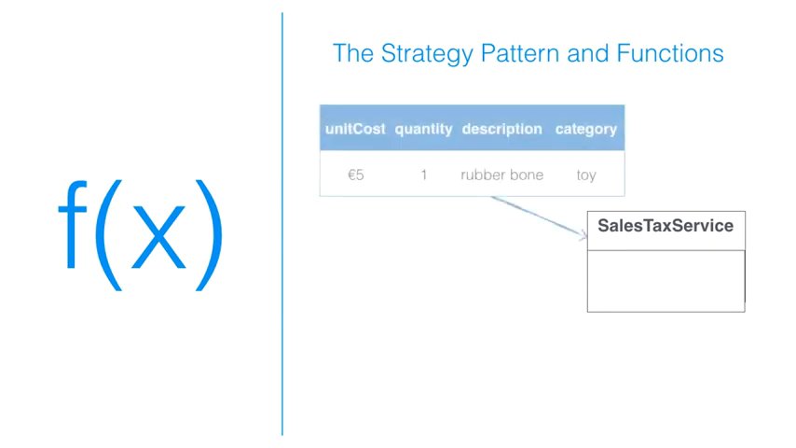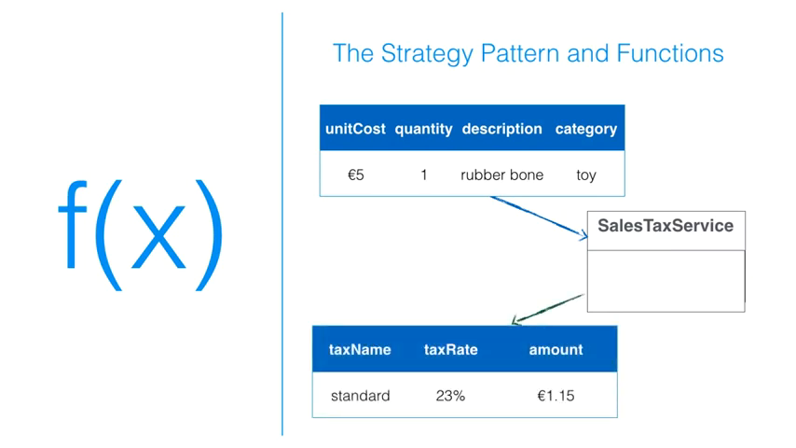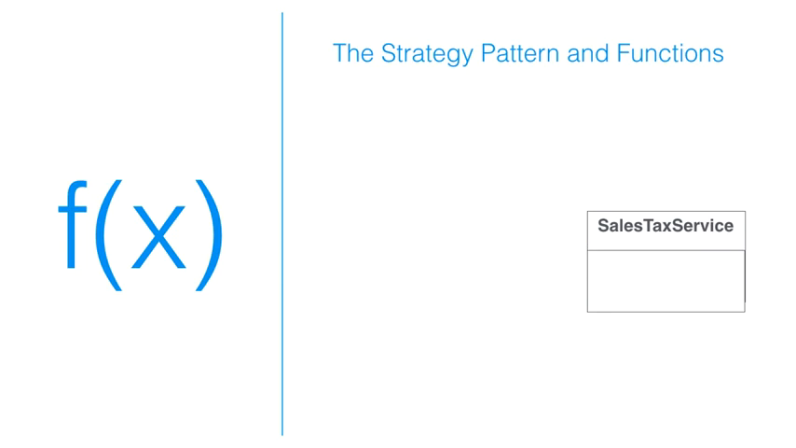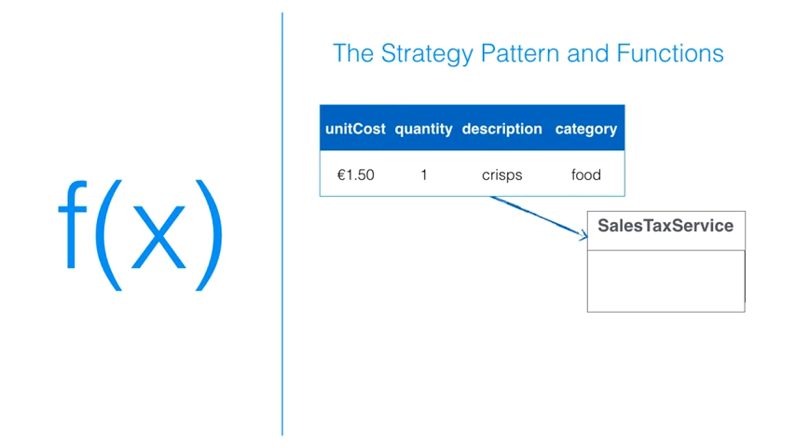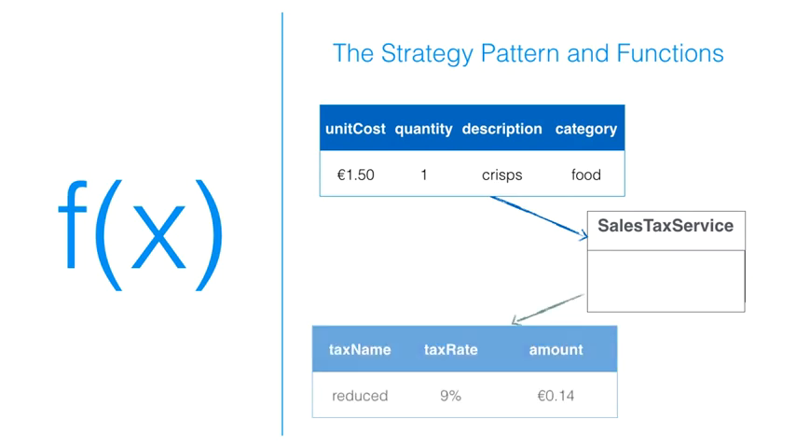For example, if we sell a pet toy for our dog, it costs €5 and it's categorized as a toy, it would be charged at the standard rate of 23%. So we would charge a total of €1.15. But if we were to sell a packet of crisps for €1.50, this would be categorized as food, so it would be charged at the reduced rate of 9% with an amount of 14 cents. Now let's see how we do this in code.